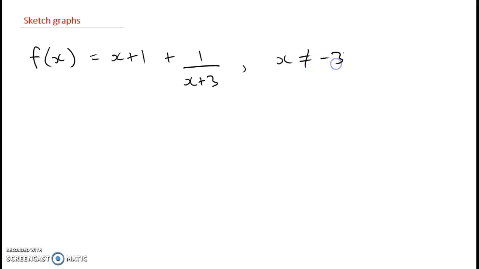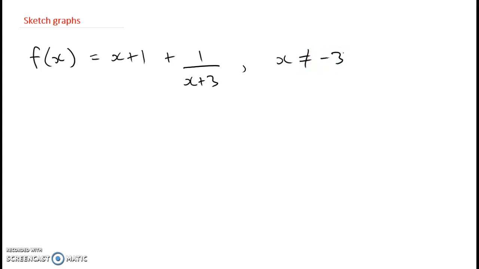This lesson we'll be looking at a couple of graphs that are a little bit different to the type of graphs that we've seen so far in this course. So we'll just work through one example together. I'll give you the function f of x equals x plus 1 plus 1 over x plus 3, where we have x cannot equal minus 3.